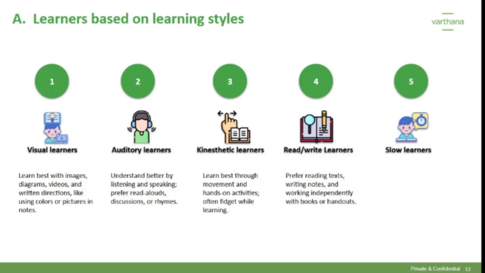And the last one is slow learners. Slow learners are the learners who need, we can say, repetition of tasks. They need time to digest information and then process it. They need more time than other students to complete the task and understand it completely. So these are called slow learners.